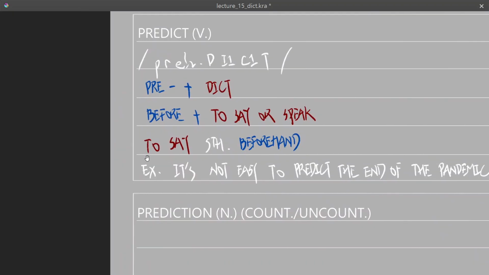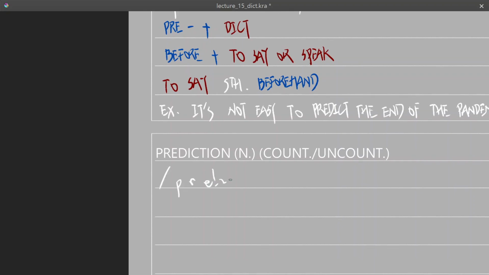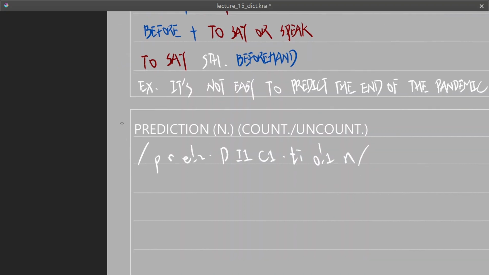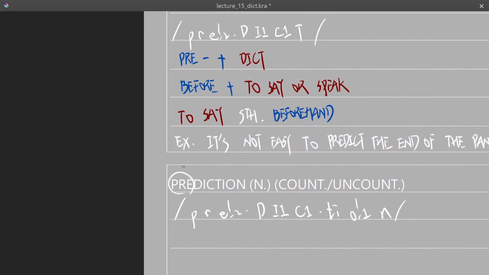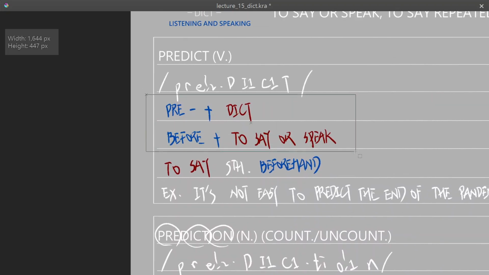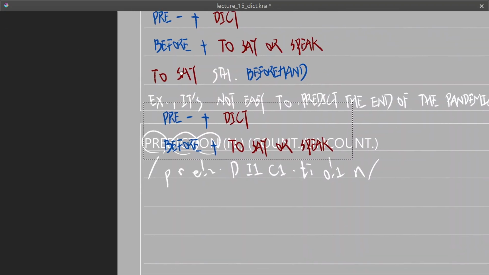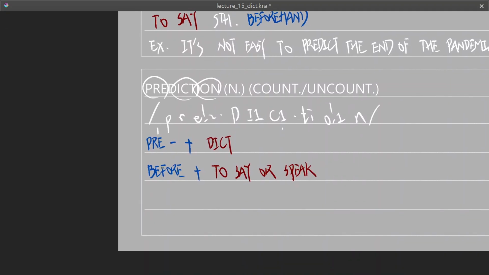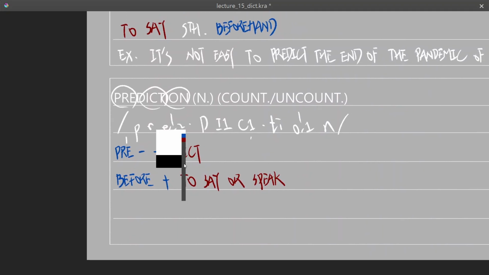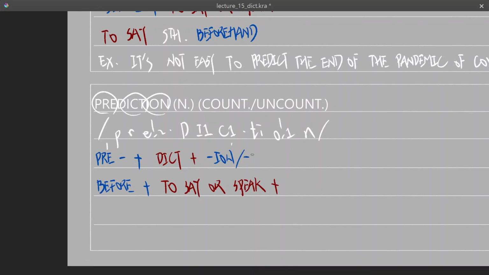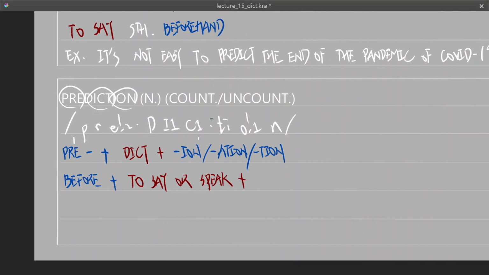Right, yes, we have prediction. And we have the prefix pre, the root dict, and the noun suffix ion. So the analysis will be the same, so let me copy and paste to save some time. So we have the prefix pre, meaning before, the root dict, meaning to say or speak, followed by the noun suffix ion, with variations, meaning state, condition, process, or result.